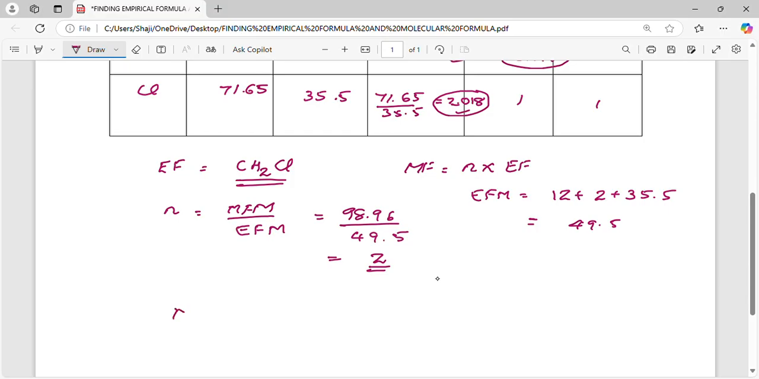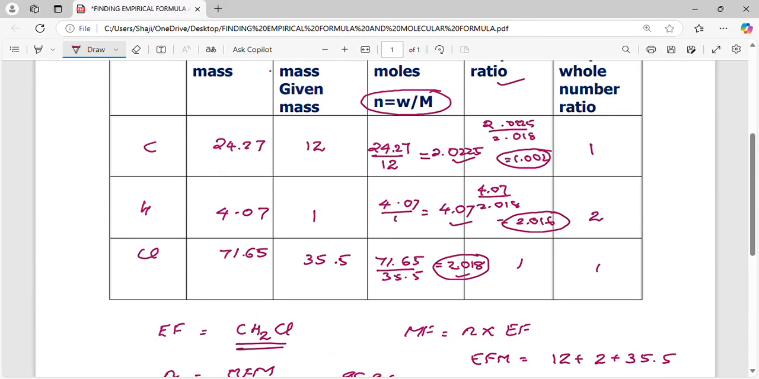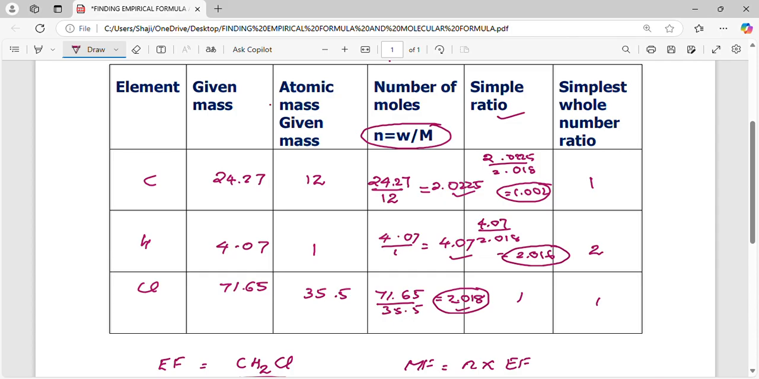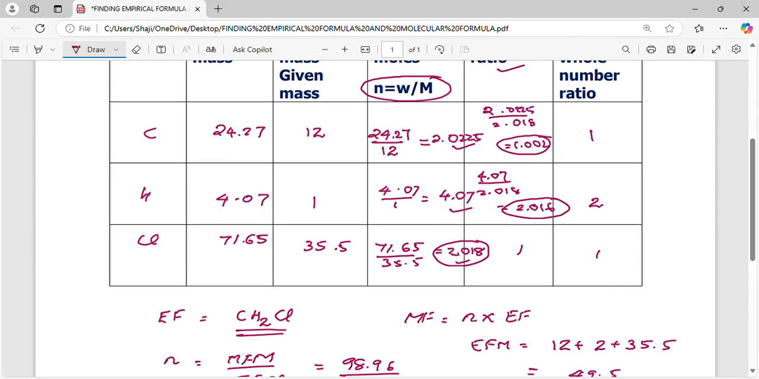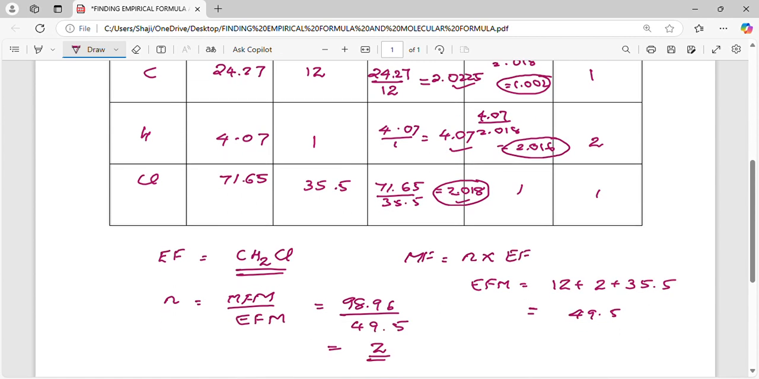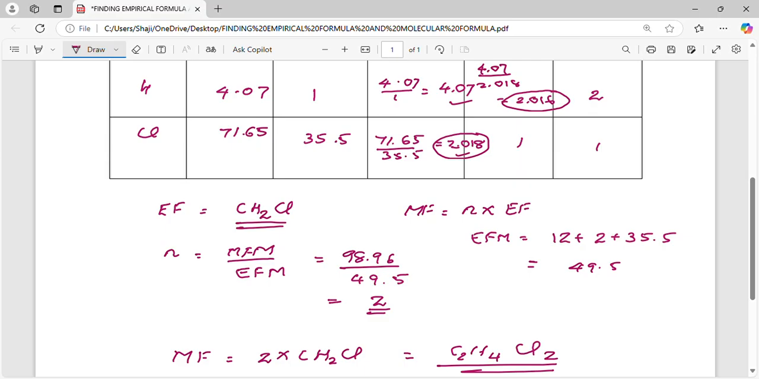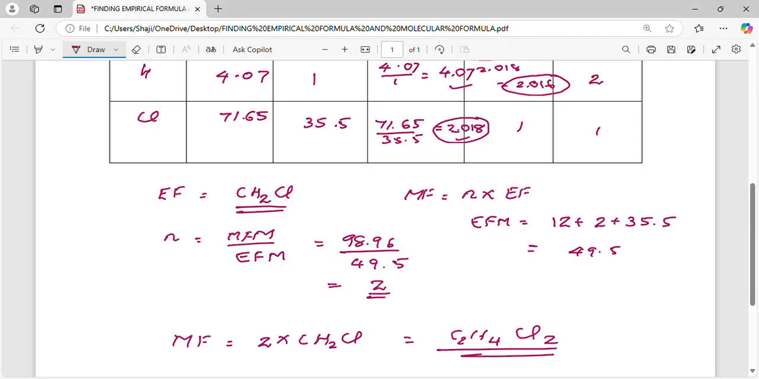Now the final step is to calculate the molecular formula, that is 2 into the empirical formula, which is CH2Cl into 2. So finally we get C2H4Cl2. This is how we calculate the molecular formula. In this method I have shown the simplest way to calculate the empirical formula. By using the tabular column, first you calculate the empirical formula, then you divide the molecular formula mass by the empirical formula mass, and you get the smallest whole number. That number, when you multiply with CH2Cl, the empirical formula, gives you the molecular formula.